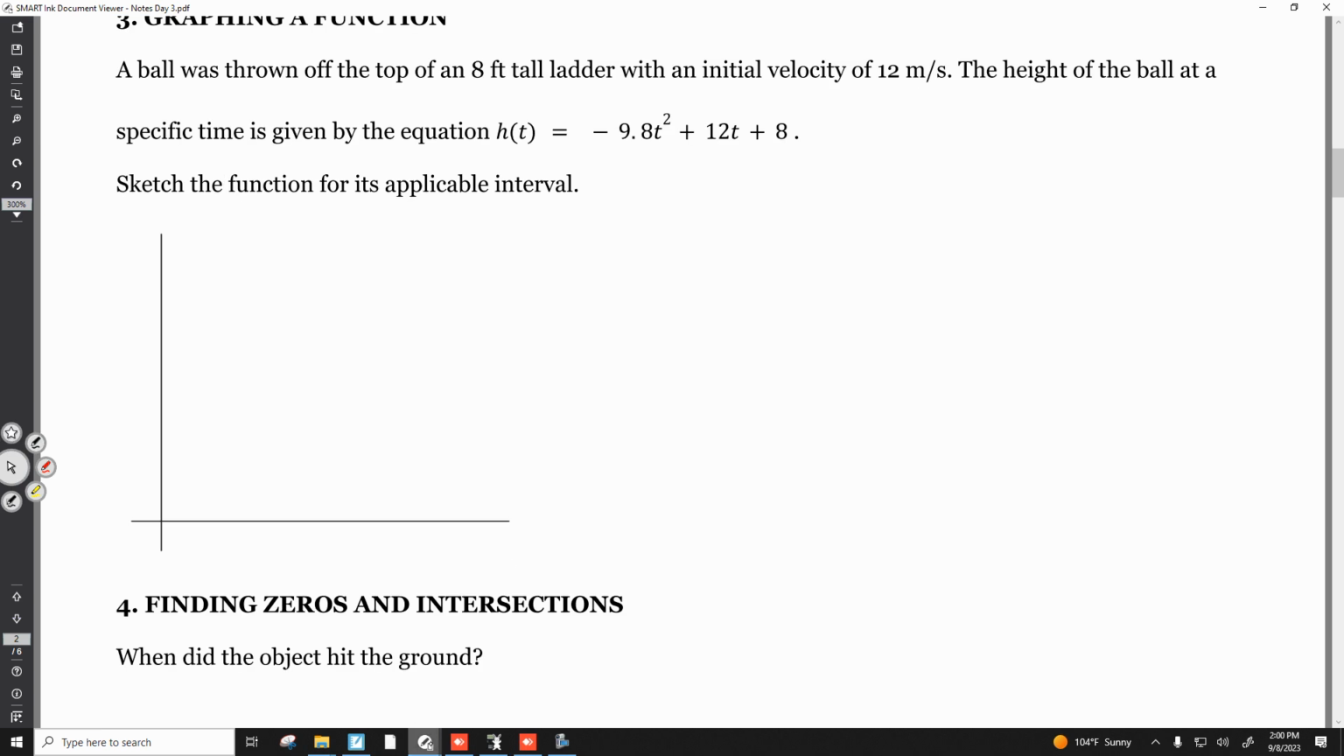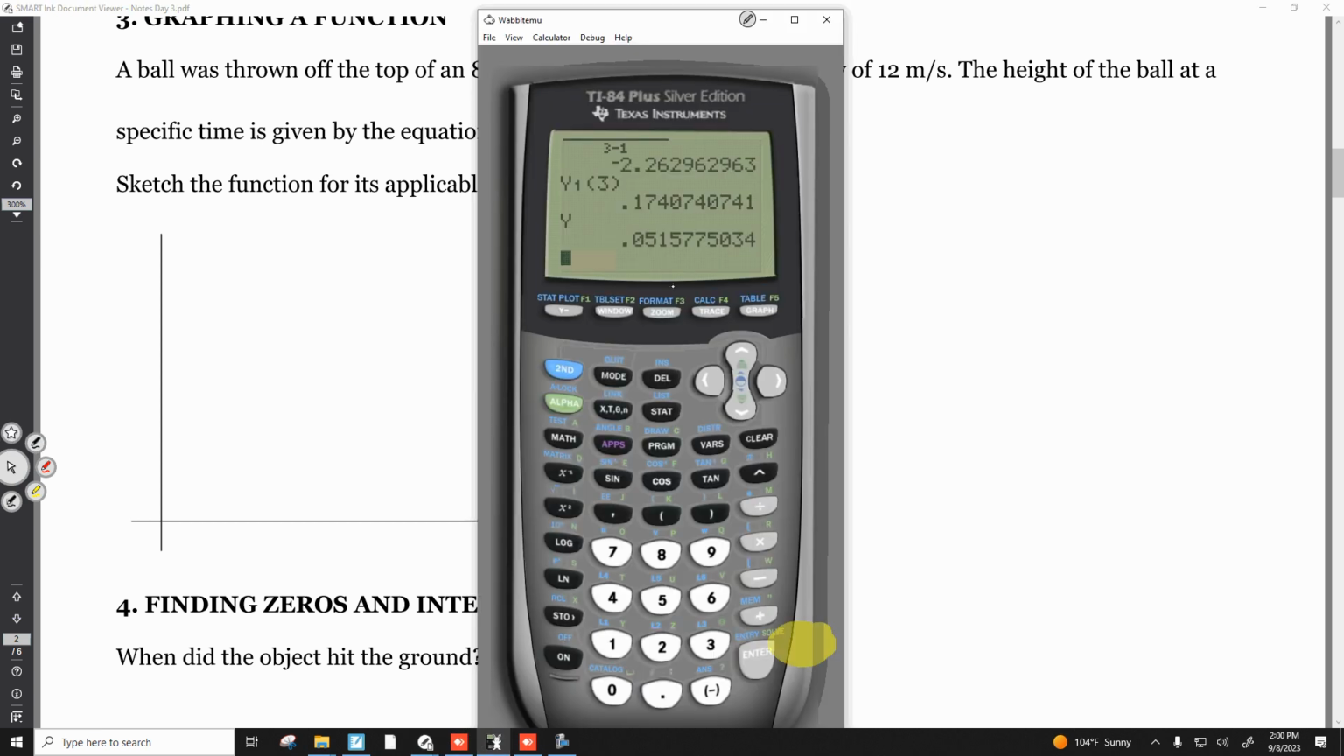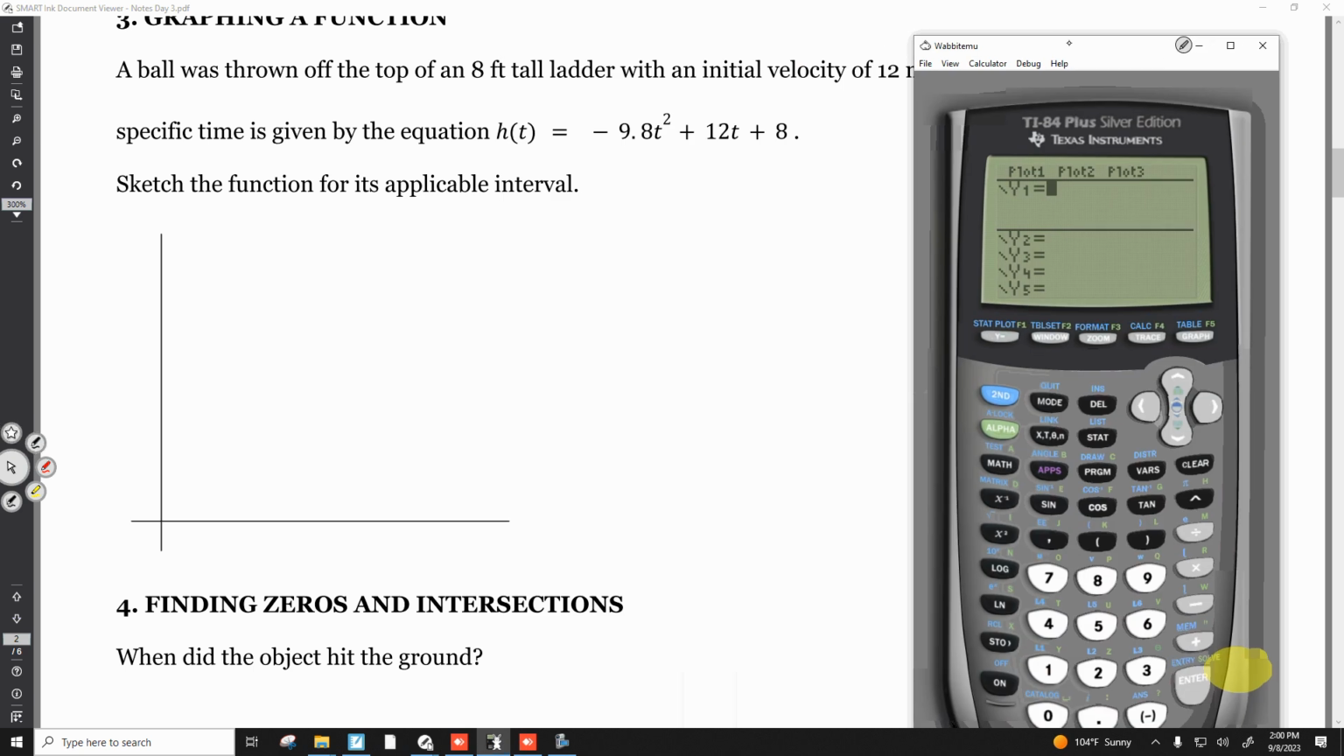Sometimes we want to graph functions so you see it and it makes sense in the world and it's not just everything. So everybody watch me. After we graph negative 9.8x squared plus 12x plus 8.